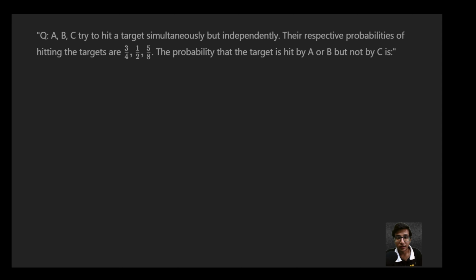Now let's look at a question to get our concepts clear about this. A, B, C try to hit a target simultaneously but independently. So A, B, C are independent here. Their respective probabilities of hitting the target are given: P(A) is 3 by 4, P(B) is 1 by 2, P(C) is 5 by 8. So the probability that the target is hit by A or B but not by C, that means A union B, but not C, that means we have to remove C from this. So we have to find this probability here.